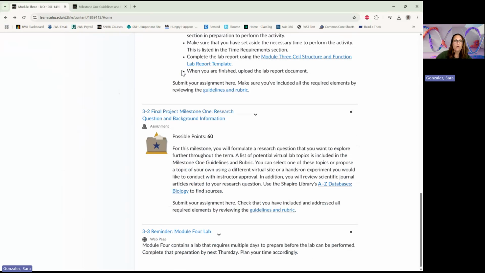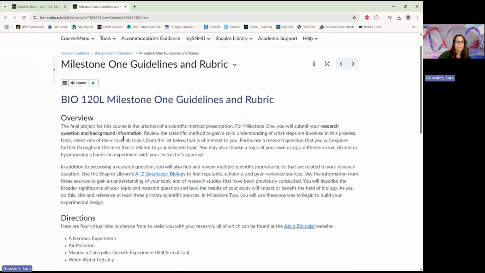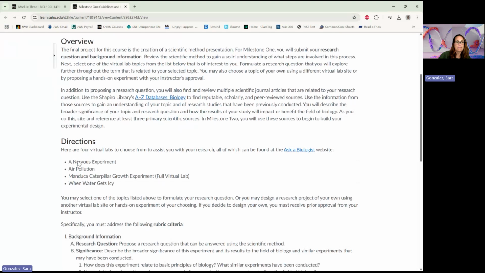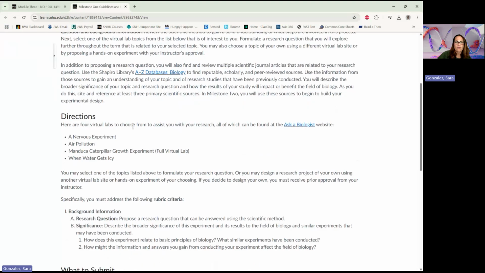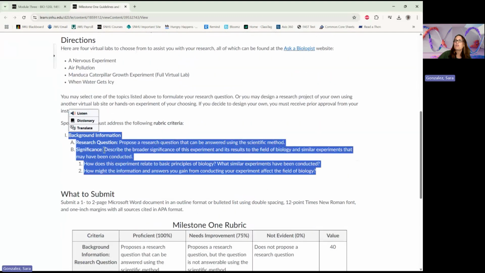Make sure you go along with the guidelines here. I already have it opened up, so hopefully you can see it: Module 1 guidelines and rubrics. As an example, here are the 4 labs. Let's say you do a nervous system experiment, or the Manduca caterpillar. This is what you're going to be submitting. Right here is your research question, the significance, and then a little bit of background information as well.